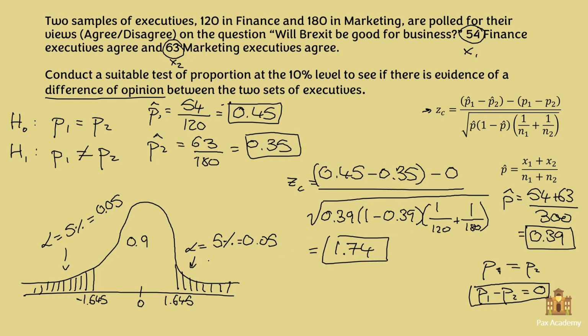Now, looking back at our graph, as you can see, 1.74 is past that critical value. So it's inside the shaded region or rejection region. Therefore, this means that we reject the null hypothesis. So if we want to put this into words, what this basically means is that there is evidence of a difference of opinion. Looking at the hypotheses, this basically means that the first proportion is not equal to the second proportion.